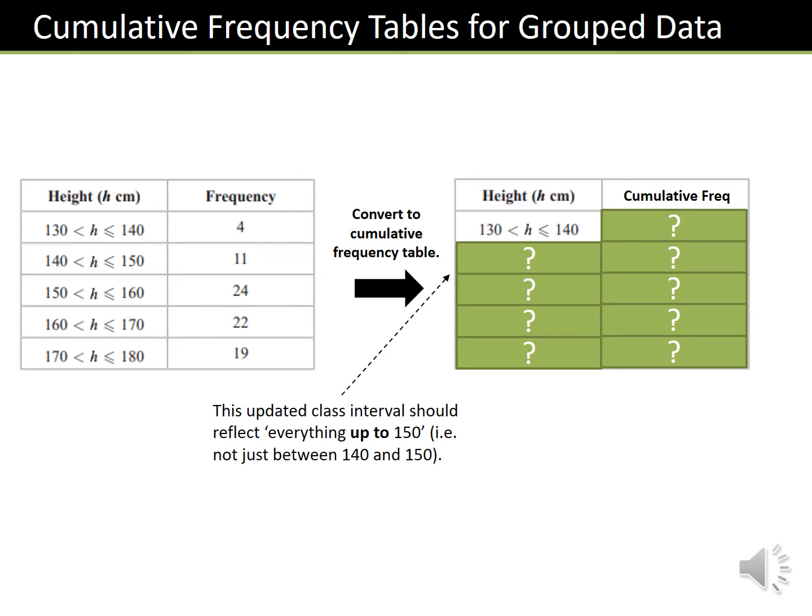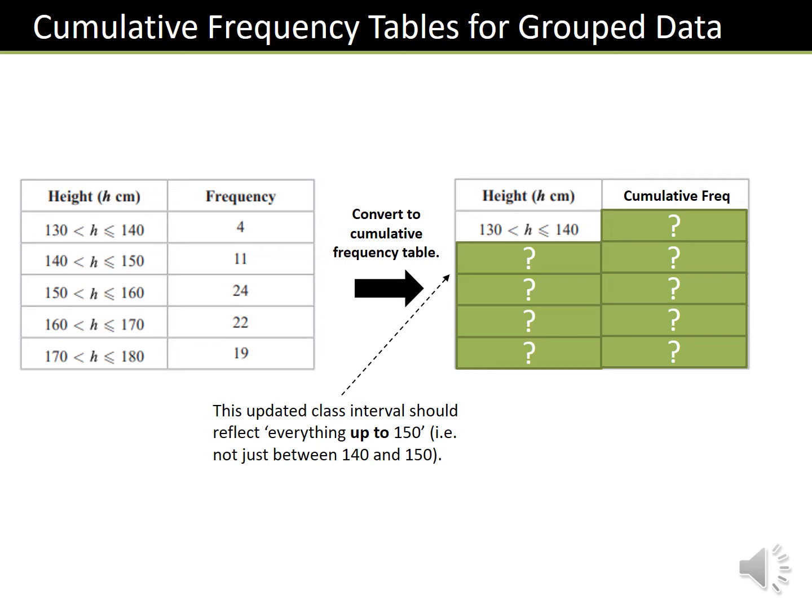Okay, so one thing we're going to need to be able to do is convert from a frequency table to a cumulative frequency table. There are 2 edits that we do with this. We're going to edit the left column, the height, to represent the fact that it's up to that amount, and we're going to edit the right column to change it from frequency to cumulative frequency.